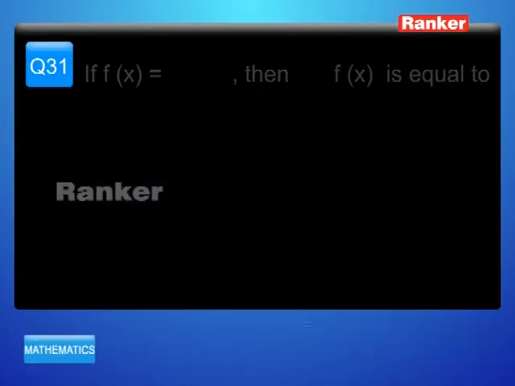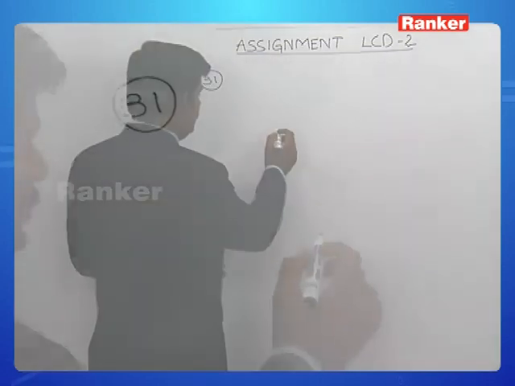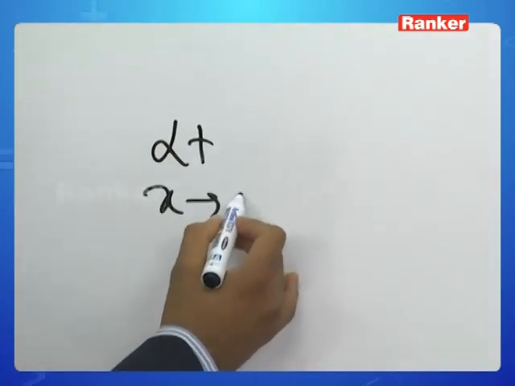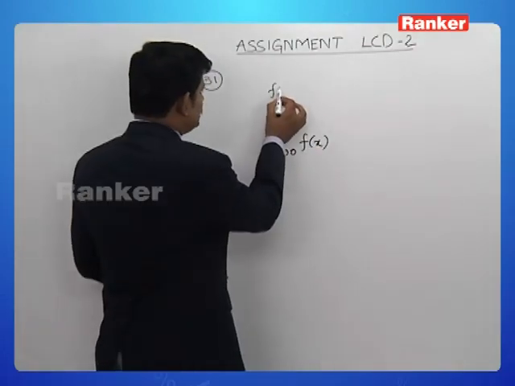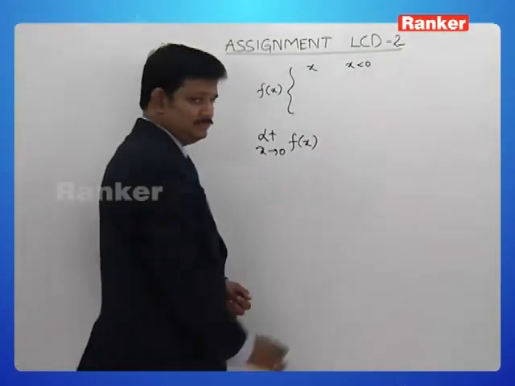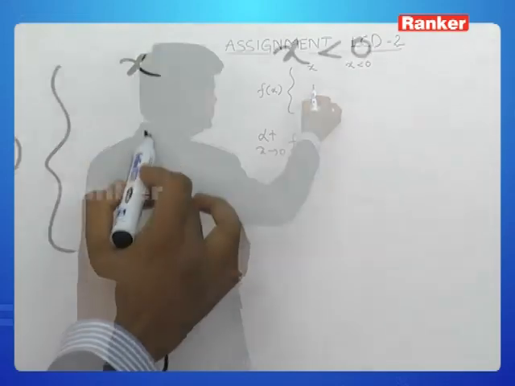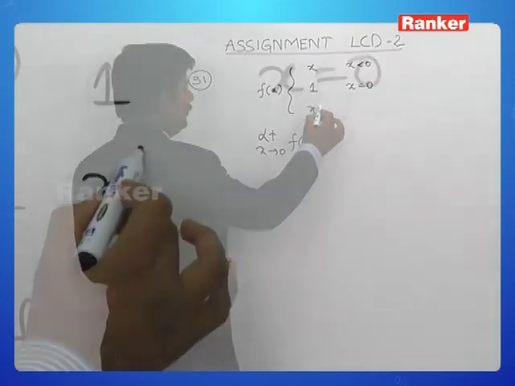Next question: if f of x is equal to x if x is less than 0, 1 when x is equal to 0, and x square when x is greater than 0, then evaluate the limit as x tends to 0 of f of x. So, we need to evaluate the limit as x tends to 0 of f of x, where f of x is given as x if x is less than 0, 1 if x is equal to 0, and x square if x is greater than 0.